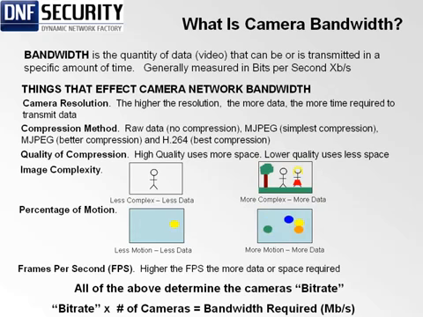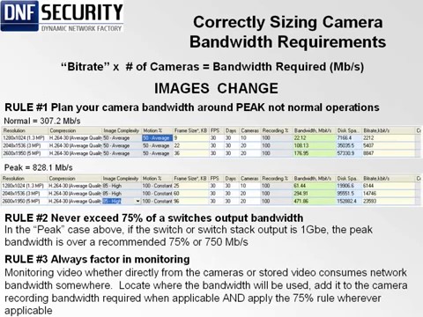Okay, correctly sizing camera bandwidth requirements. Here's our first rule. Plan your camera bandwidth around peak, not normal operations. The first example, I have a sample under normal conditions given these X parameters. We have a total throughput of 307.2 megabits per second. And this is just assuming a normal daily sequence.